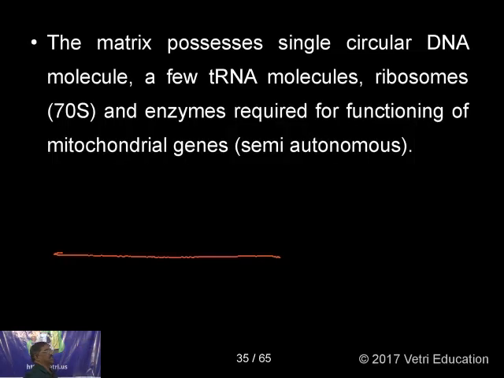So the matrix possesses a single circular DNA molecule, a few tRNA molecules, ribosomes of 70S, and enzymes required for functioning of the mitochondrial genes. This is very important. As I told you already about the chloroplast genes, these are mitochondrial genes, so these are also semi-autonomous. They also carry some characters from one generation to another, and prepare proteins also. That's why they are called semi-autonomous bodies. So in a cell, in addition to the nucleus, the chloroplast and mitochondria are semi-autonomous bodies.